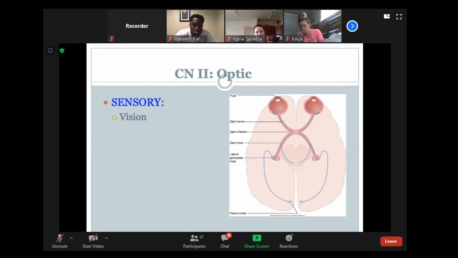So that's what's going to make it go back through and cause both pupils to constrict whenever we have a light input on one. So the rest of it's going to synapse on the lateral geniculate body, and it's going to travel posterior to the visual cortex. Like I said, that'll get much more detailed, and I can definitely help you guys understand that once we get there.